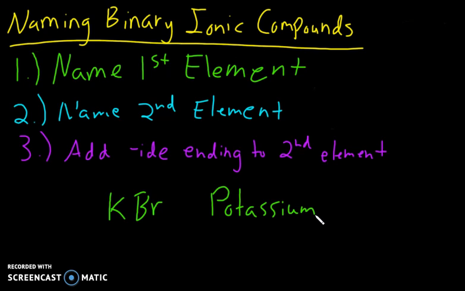Our second step is to write the name of the second element, which is bromine. So we're going to start writing that. And we're going to stop here because we're going to drop the ending of bromine. And step 3 tells us we've got to add that IDE ending on the end. So instead of bromine, it'll become bromide. So this compound would be called potassium bromide.